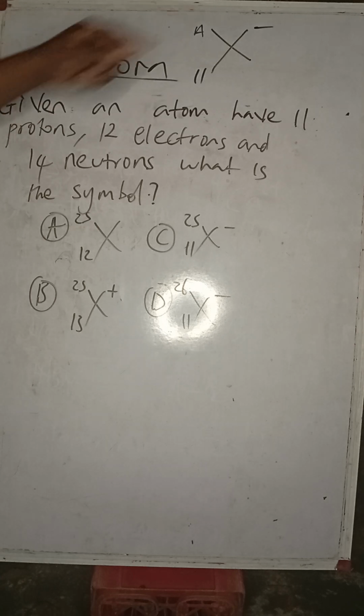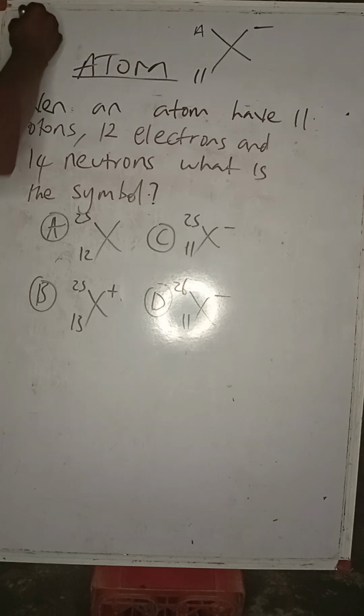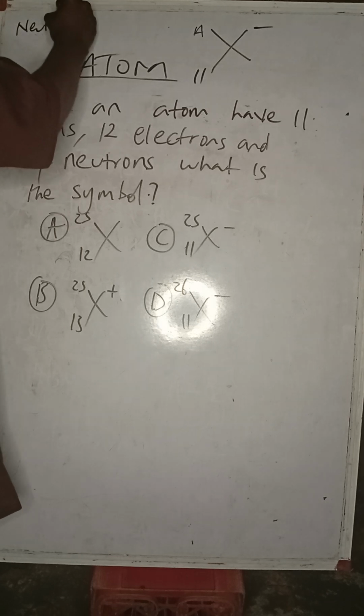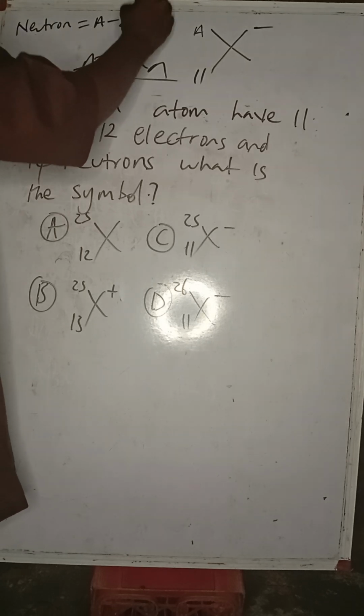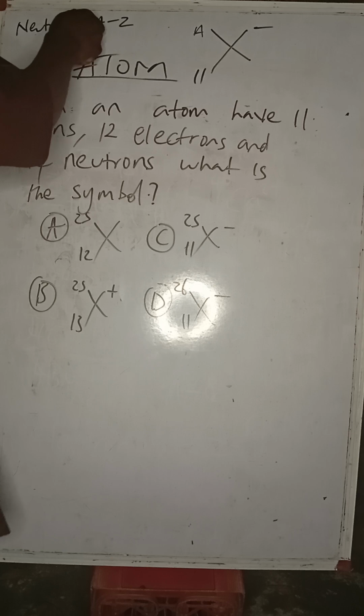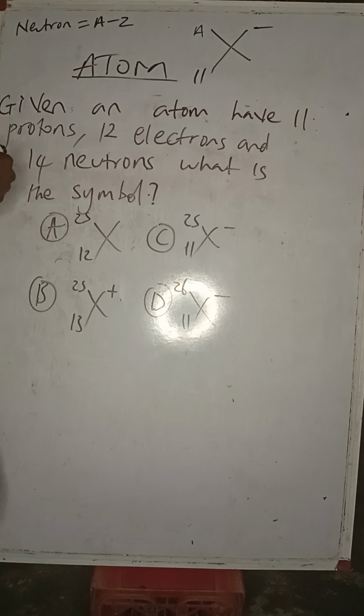What about the mass number? We said that the neutron number is equal to A minus Z. That means A, which is the mass number, minus Z is equal to neutron. We said that earlier: A minus Z is neutron.